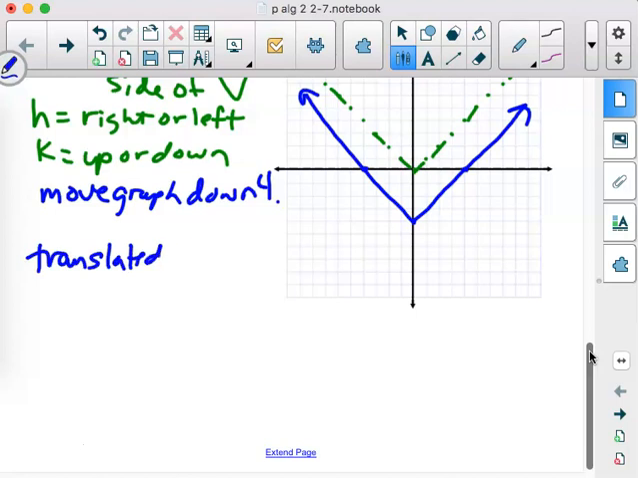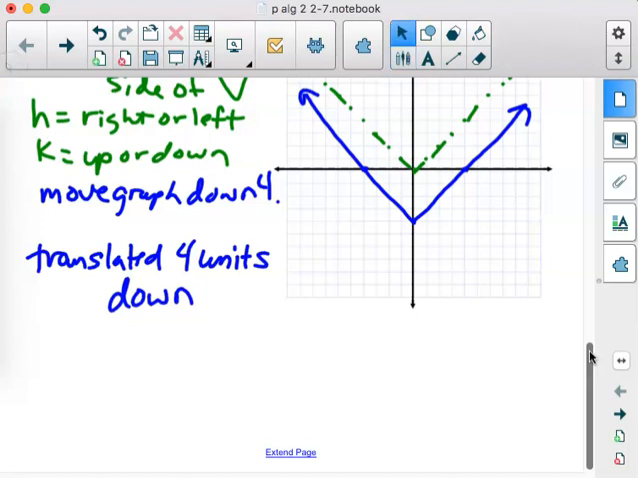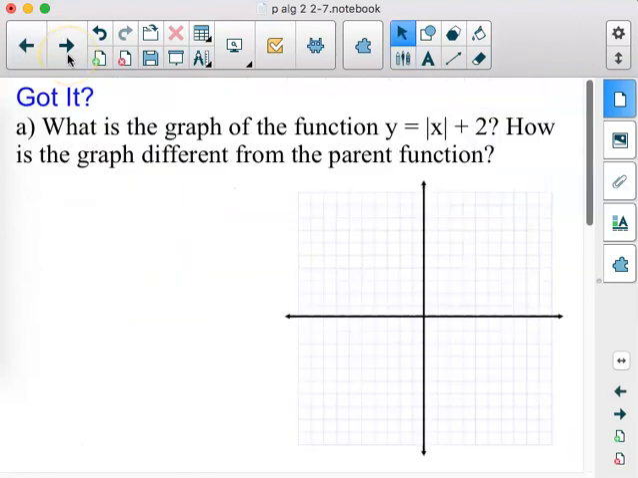Translated 4 units down. That's how it's different. Looks exactly the same. We just slide it 4 units down. How we do? Cool. Hope they're all that easy. Well, let's try this one. Well, this must be harder.